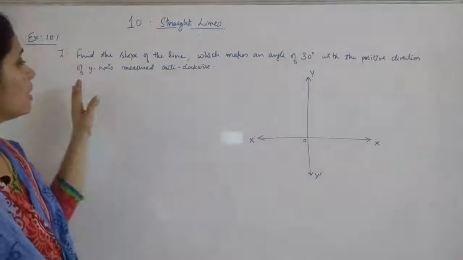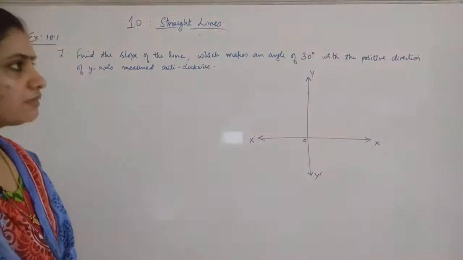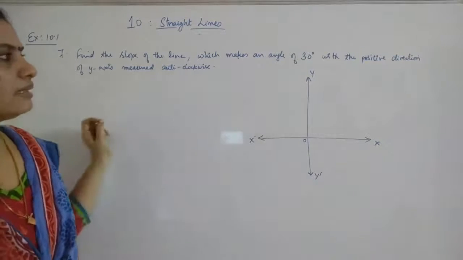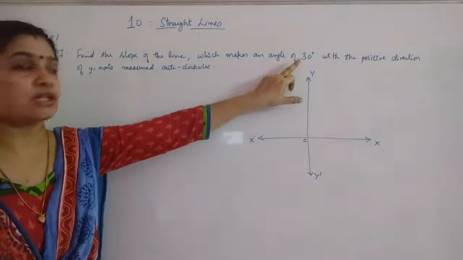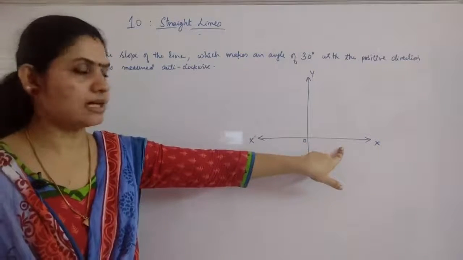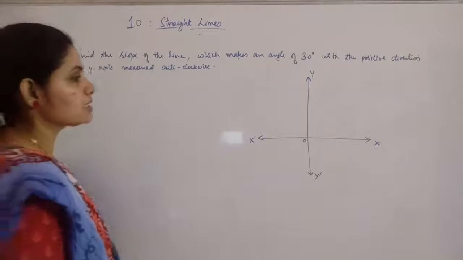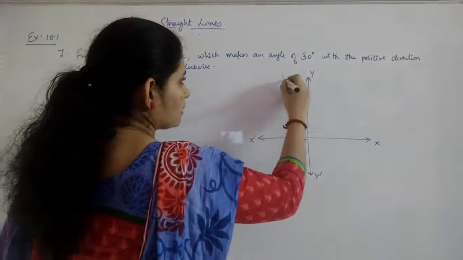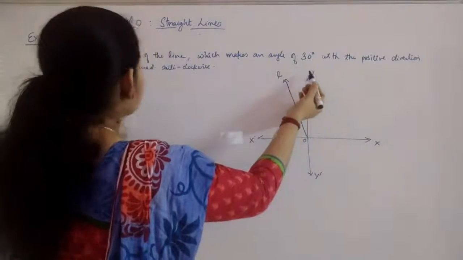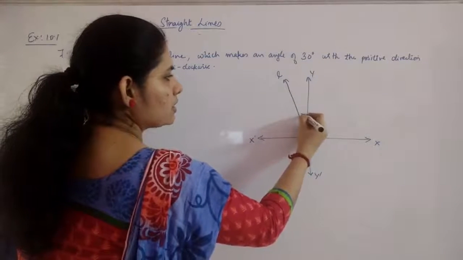Okay. Question number 7 is, find the slope of the line which makes an angle of 30 degree with the positive direction of y-axis measured anti-clockwise. So normally the inclination, this is not your inclination, because inclination is that angle which the line makes with the positive x-axis in the anti-clockwise direction. So what is given here, that is the 30 degree which they have given, is the angle made by the line, suppose this is L, with the positive direction of y-axis taken anti-clockwise. That means this much is given to be 30 degree.